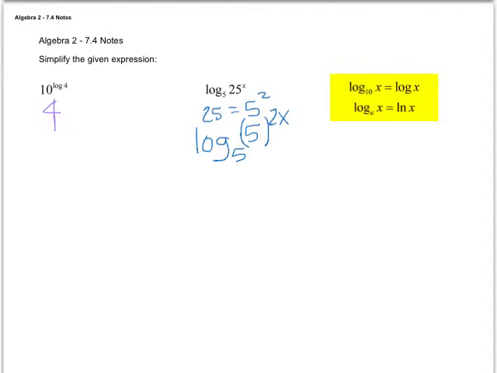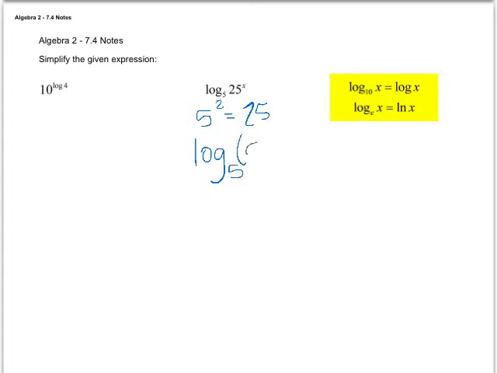If you want to think about it this way first, let's think about it like this. What if I said I have 5? All right, here we go. Five squared equals 25, so I would have log base 5 of 5 squared to the x.